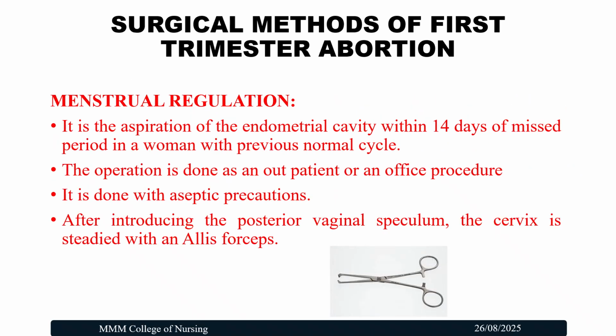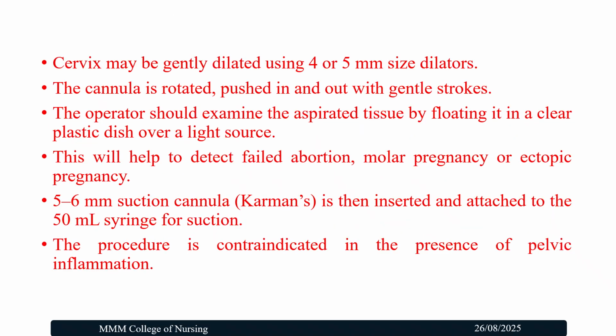Next, coming to the surgical methods of first trimester abortion. The first procedure is menstrual regulation, which is the aspiration of the endometrial cavity within 14 days of a missed period in a woman with a previous normal cycle. The operation is done as an outpatient or office procedure with aseptic precautions. After introducing the posterior vaginal speculum, the cervix is steadied with Allis forceps. Then the cervix may be gently dilated using size 4 or 5 dilators.